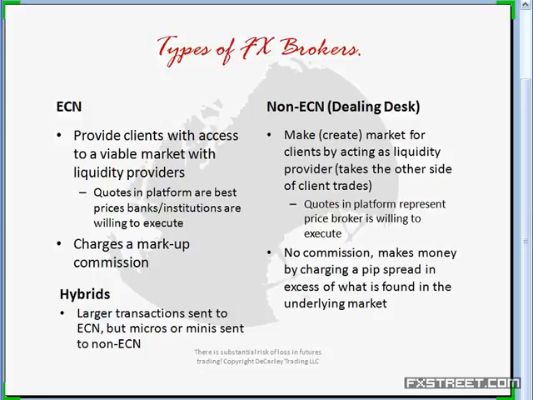But if you're trading larger size, I would say the cost efficiency and the fact that you're just trading a transparent market is probably beneficial in the ECN market.